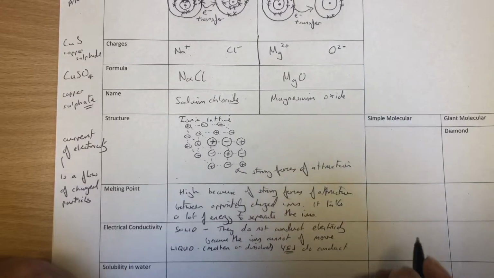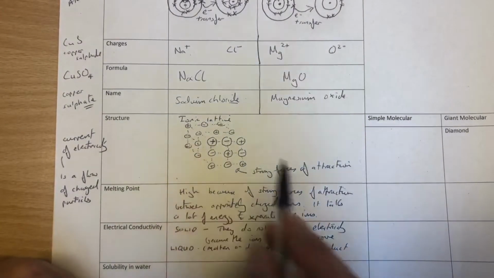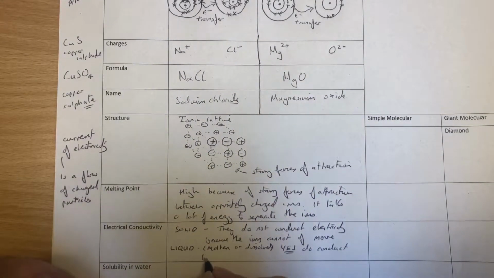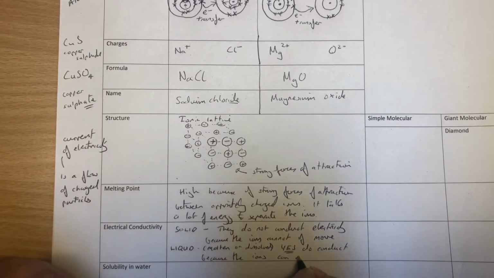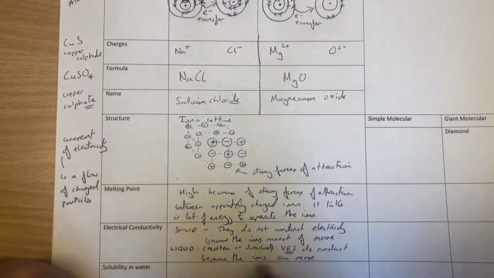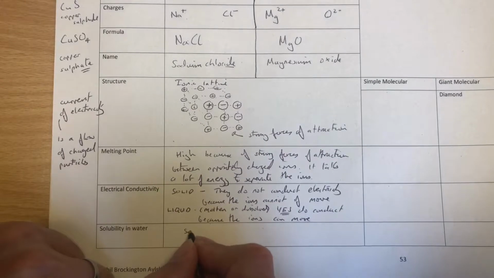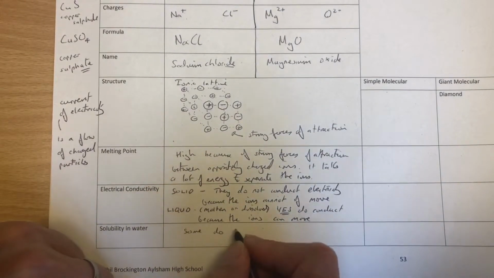Why do they conduct when they're a liquid? Well, because when they're a liquid, the ions can move, and they move to the oppositely charged electrodes, and that's electrolysis. Yes, they do conduct because the ions, the charged atoms, the ions can move. Solubility in water, I said this a moment ago. Some do, some do not.